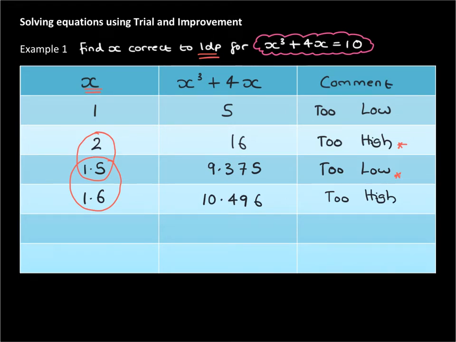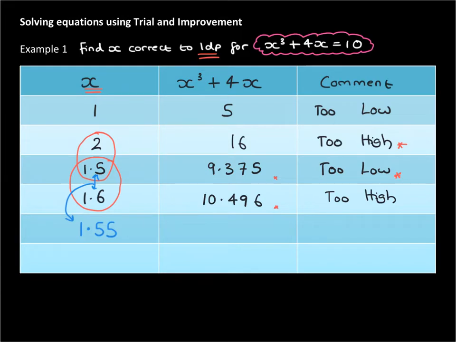Now, it's really crucial at this point that we don't just look at the values 9.375 and 10.496 over here and choose whichever x value gives us a number that's closer to 10. That's not the way to do this. The way to do this is to choose a value that's in between 1.5 and 1.6 and test that value. So the value I'm going to choose is 1.55, exactly halfway between.